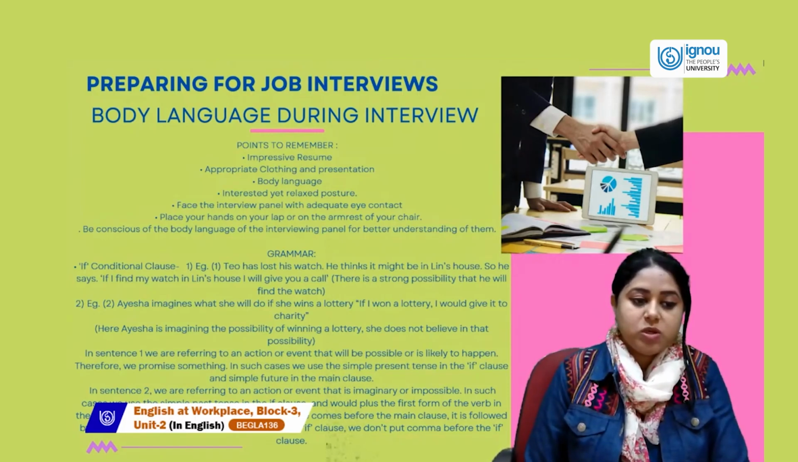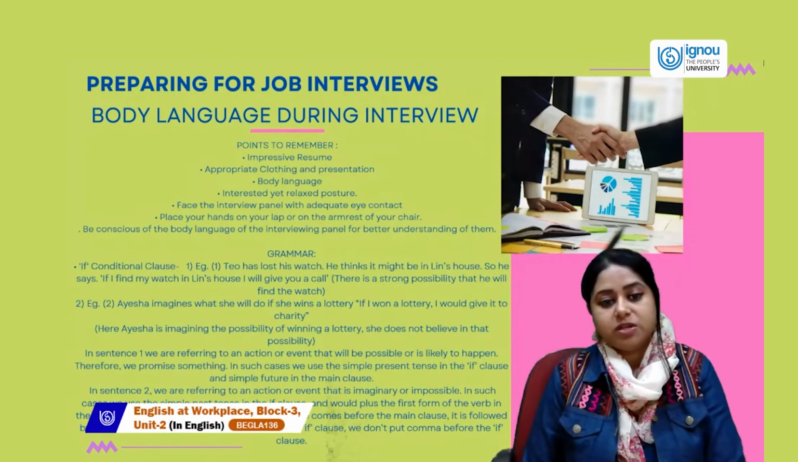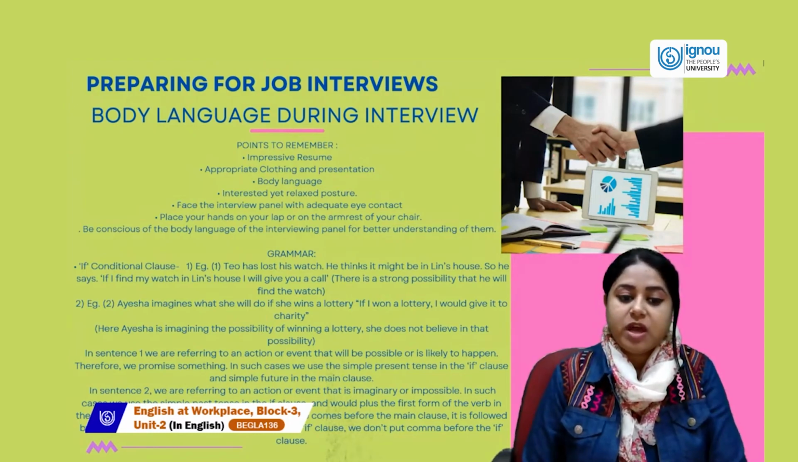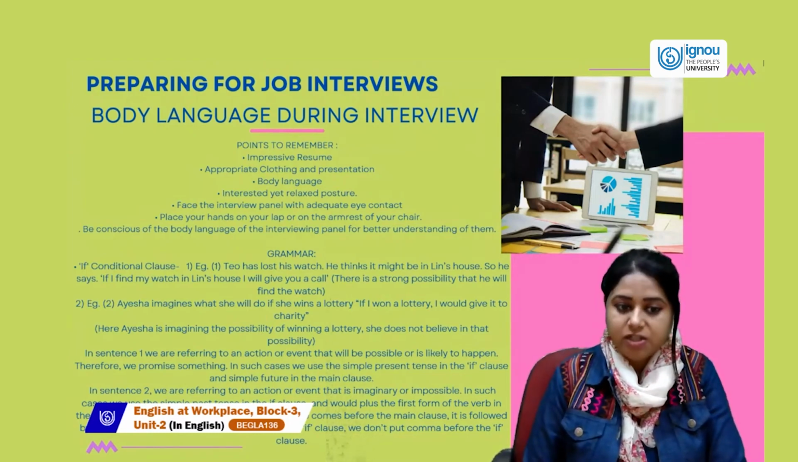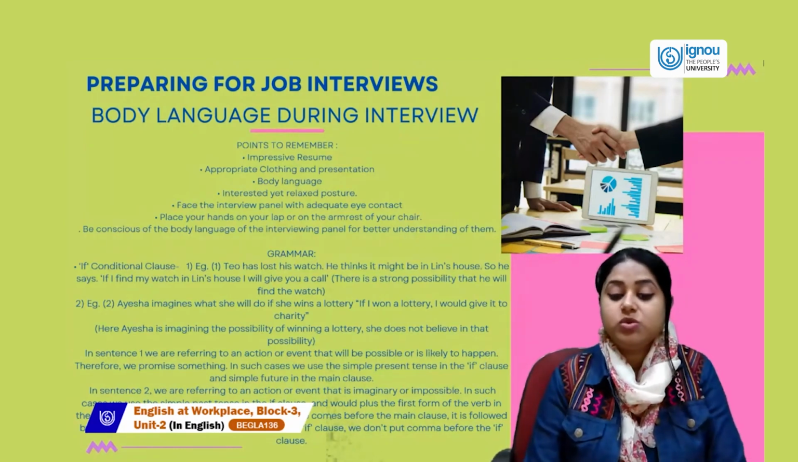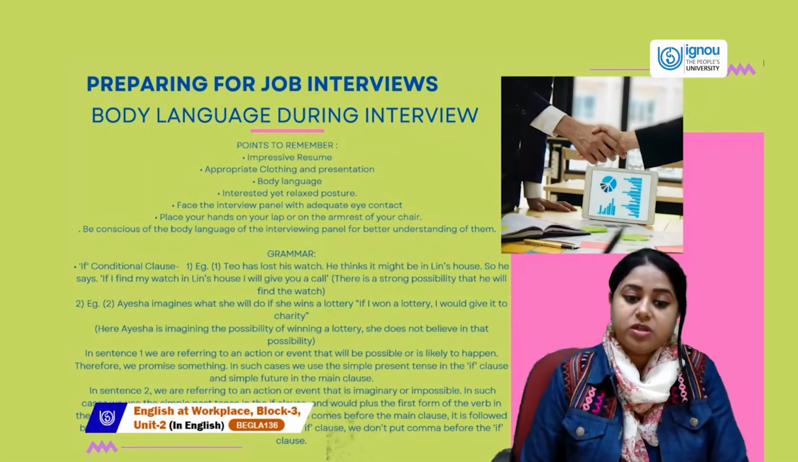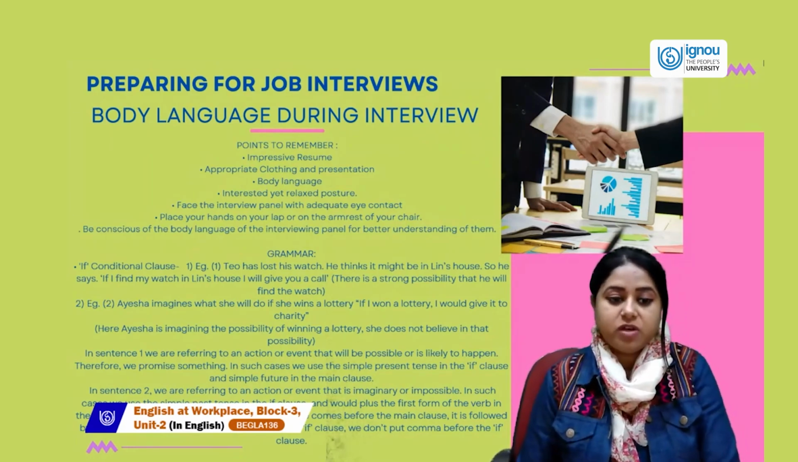Okay, so in sentence one, you see we are referring to an action or event that will be possible or is likely to happen. Therefore, we promise something. What is happening in sentence one? Theo is saying, if I find the watch in Lynn's house, I will give you a call. So, what is happening here? There is a strong possibility that he will find the watch. And he is referring to an action or event that will be possible or is likely to happen. So, he is promising it. And in such cases, we use the simple present tense in the if clause and simple future in the will clause.